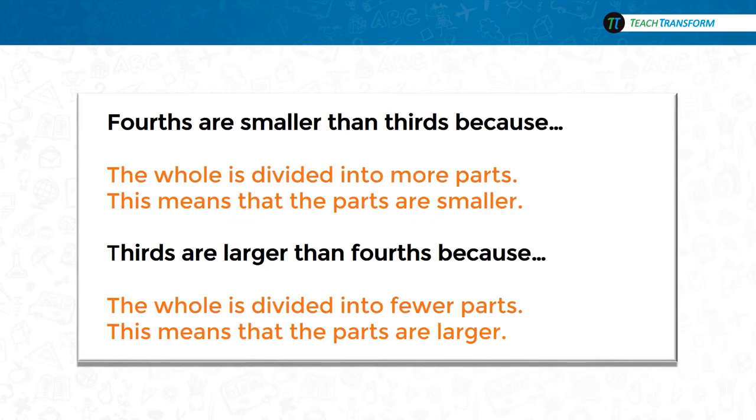Check your paper to see if you wrote something like this. Fourths are smaller than thirds because the whole is divided into more parts. This means that the parts are smaller. Thirds are larger than fourths because the whole is divided into fewer parts. This means that the parts are larger.